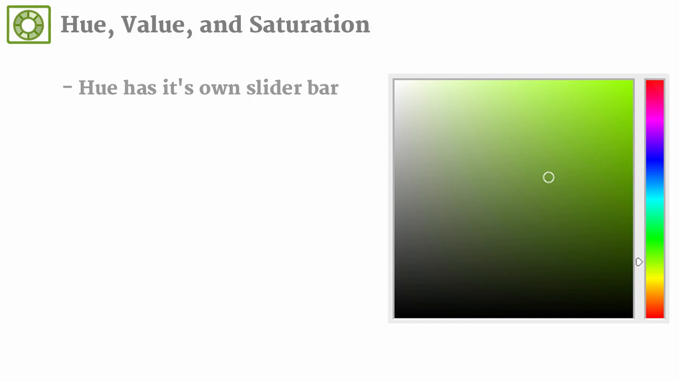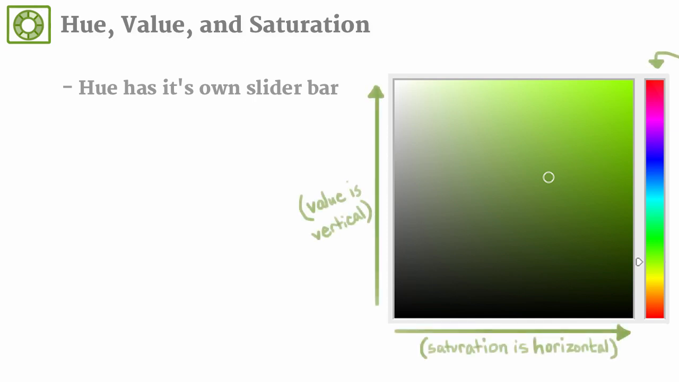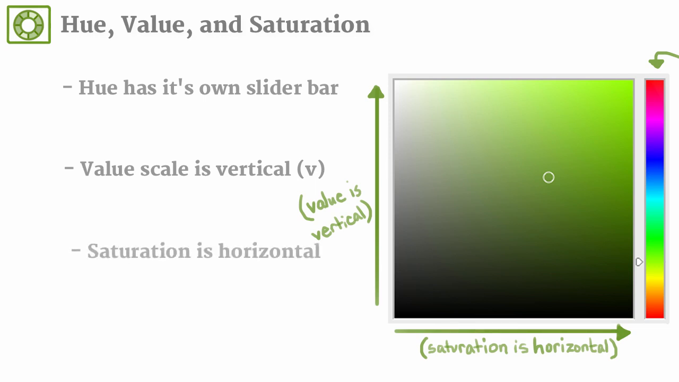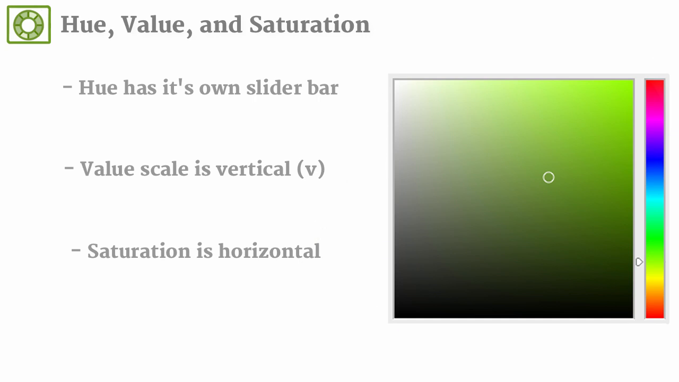And now this box represents the value and saturation. So the value scale is vertical, and you can remember that because they both start with a V. So if you go up on the value scale, you'll get lighter in value, and if you go lower, you'll get darker. And then left to right, or horizontal, is the saturation of a color. So the farther right you go, the more saturated, where the farther left you go, the less saturated. So just remember value is vertical, saturation is horizontal, and hue has a rainbow slider bar all its own.